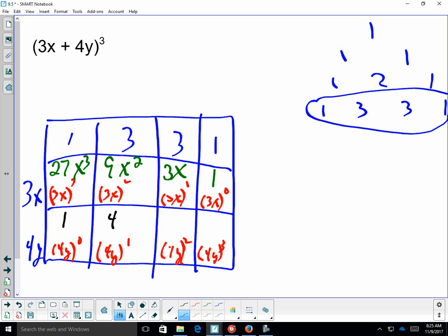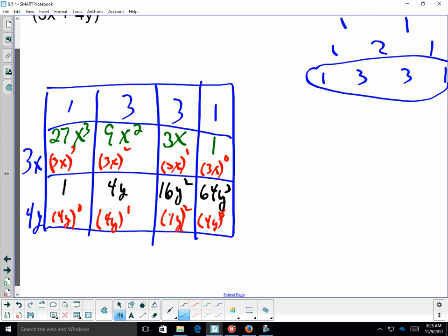So this will be 4y. Then this will be 16y squared. And then finally, this will be 64y to the third. Now, when I multiply, I have to remember to multiply everything, all the coefficients.